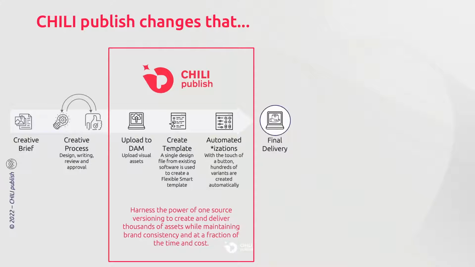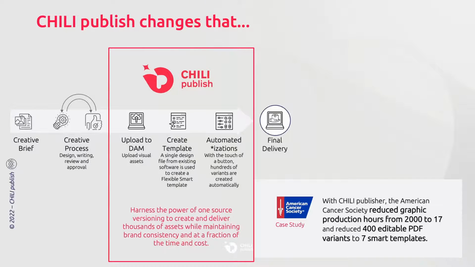in there. For example, the American Cancer Society reduced their production hours from 2017 from 400 editable PDFs and now only use 7 smart templates. So they invested a lot in some templates and now they can produce the same output with a very little amount of templates.